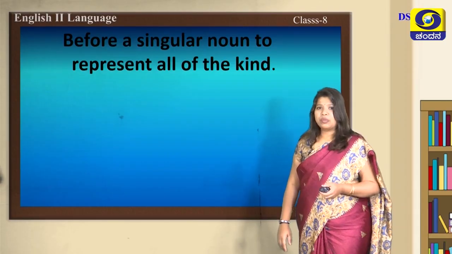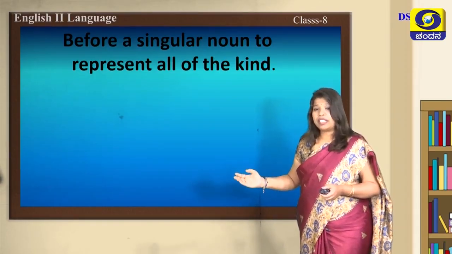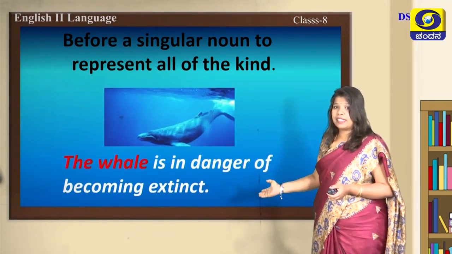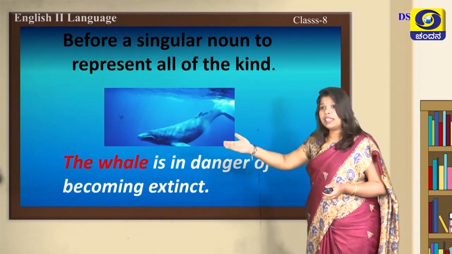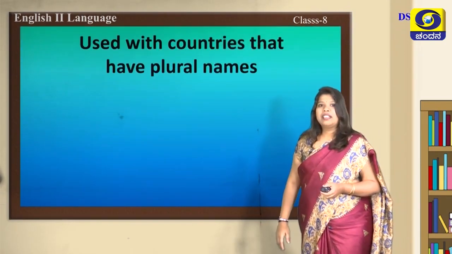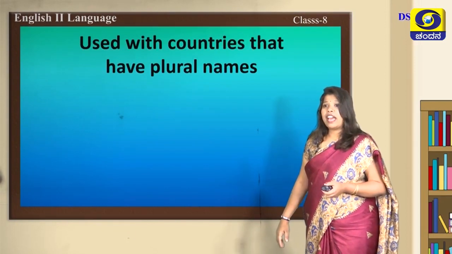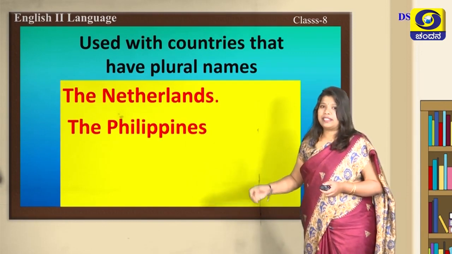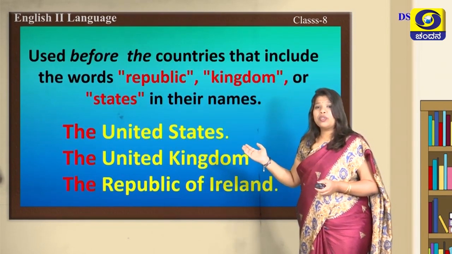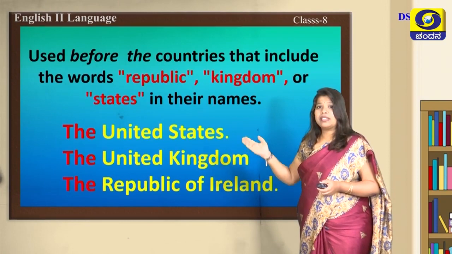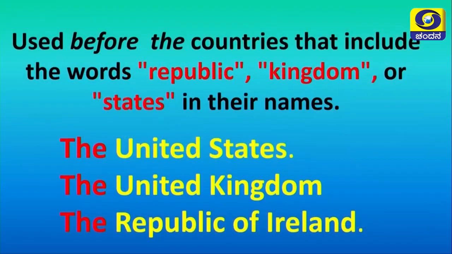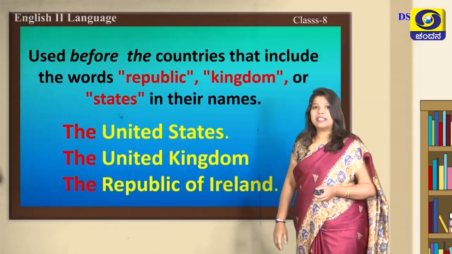Before the singular nouns to represent all of the kind. For example, see here, the whale is in danger of being extinct. Here, the whale is representing its whole class. Now, it is used with the countries that have plural names. For example, the Netherlands, the Philippines, okay, and used before the countries that include the words republic, kingdom and states. For example, the United States, the United Kingdom and the Republic of Ireland.